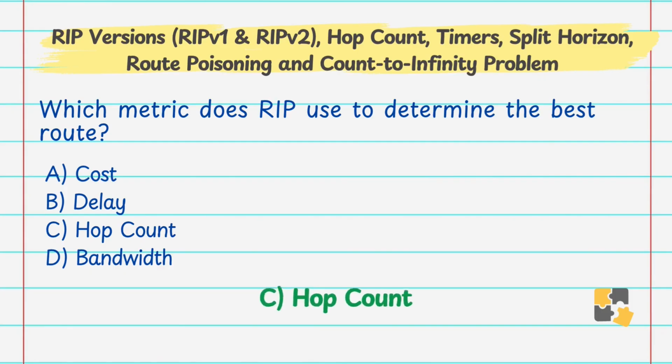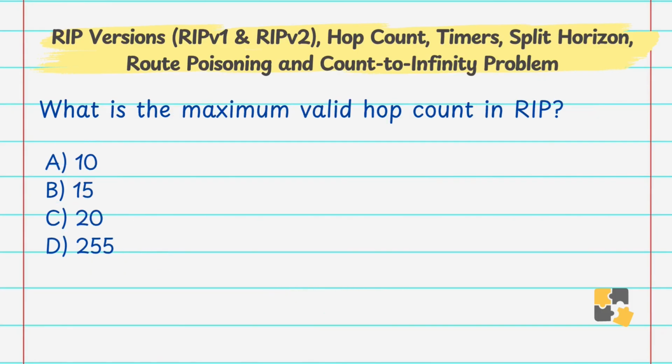Hop count. What is the maximum valid hop count in RIP? A. 10, B. 15, C. 20, D. 255. Answer is B. 15. A hop count of 16 is considered unreachable, therefore the maximum valid hop count is 15.